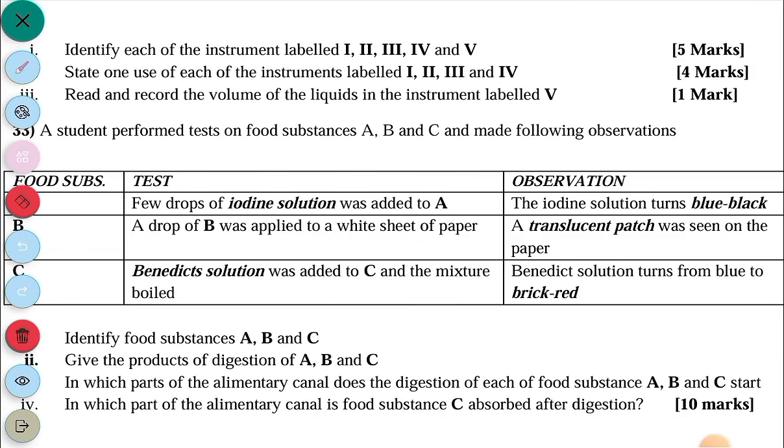So for A, the food substance that turns blue black when iodine is poured on it is starch. So starch. Then B, definitely oil. It's very clear.